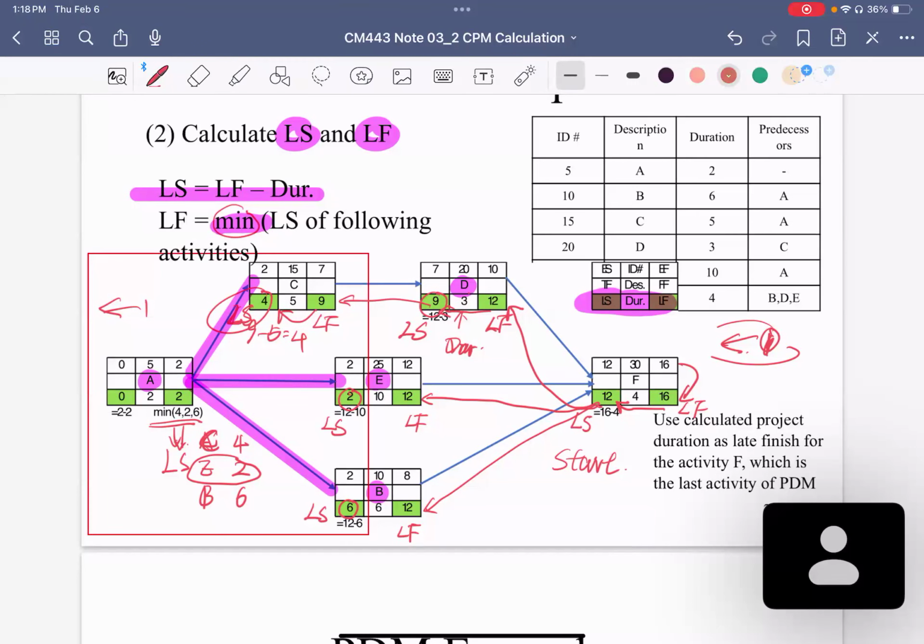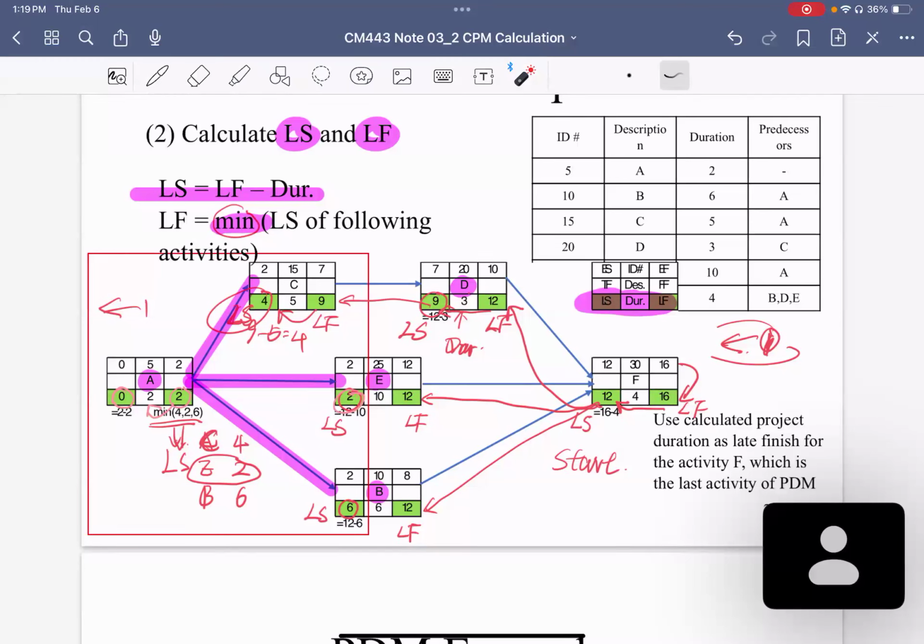The 2 is actually from this number, because this is the smallest one. Once you determine that, and you subtract the duration 2, you get a 0 here. That is why and how we get all those late start and late finish times for activities A to F using the backward pass, starting from F and then going to D, E, B, and D goes to C, and C goes to A, E goes to A, and B goes to A. So in total it is from F to A. That is the backward pass.